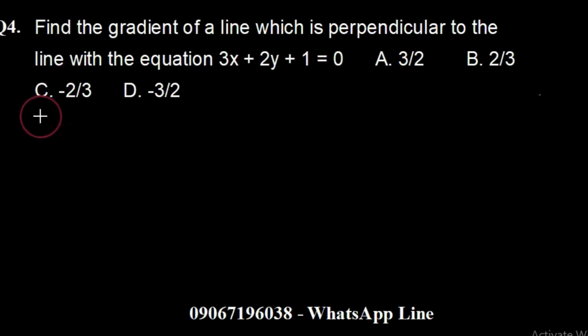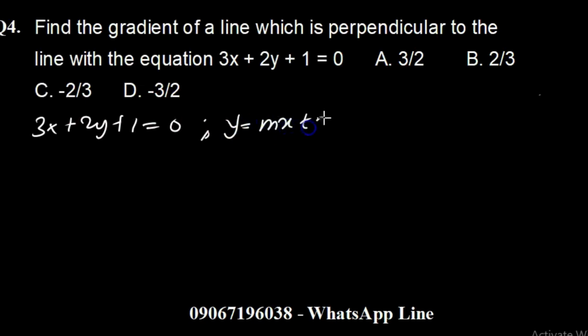So we have that the equation is 3x + 2y + 1 = 0. First of all, we need to write this in the standard form for the equation of a line, which says that y = mx + c. So we need to write this equation into this form.